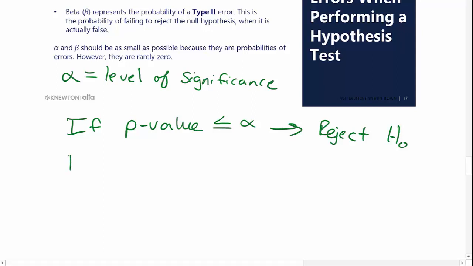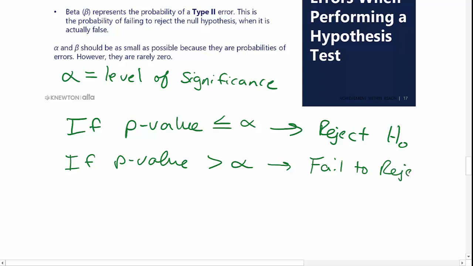However, if the p-value ends up being greater than alpha, then you do the other decision, which is you fail to reject the null hypothesis. I like to say fail to reject, but you saw earlier it said do not reject, same difference. This is your decision rule, and go ahead and learn it now because it's going to play a very important role.